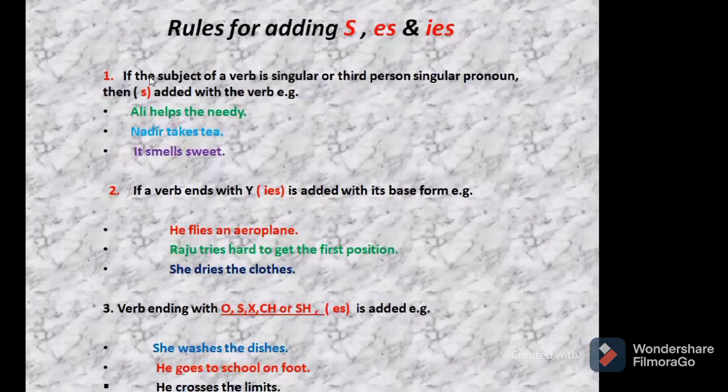So let's come. If the subject of a verb, meaning the doer of the action, is singular, one person, male or female, or a third person singular pronoun, he, she, it, etc., then S is added with the verb. For example, Ali, subject, singular. Ali helps the needy. S is added. Nadir takes tea. S is added. It smells sweet. S is added. In all these three sentences, the subject is singular. So we use S.